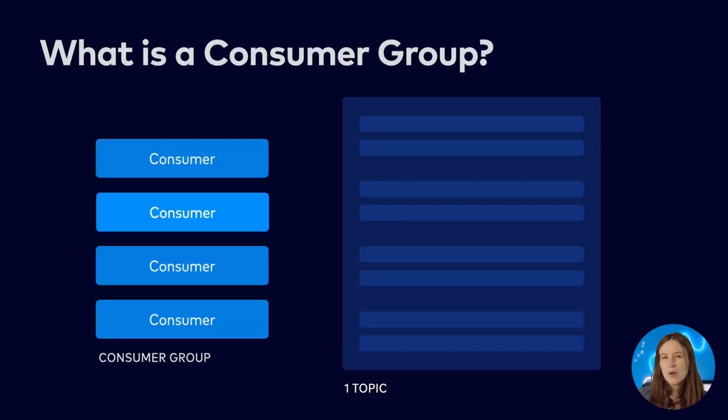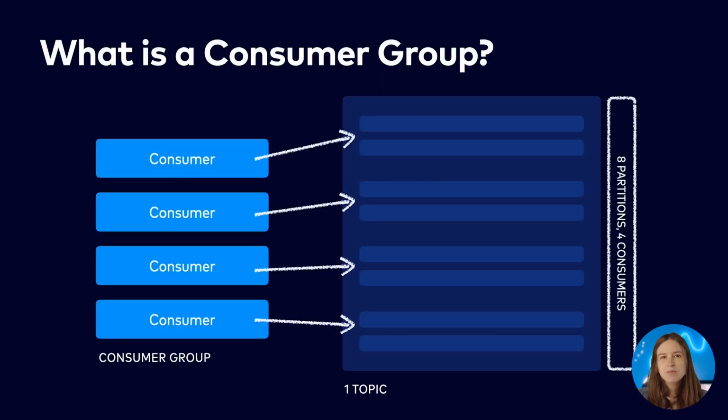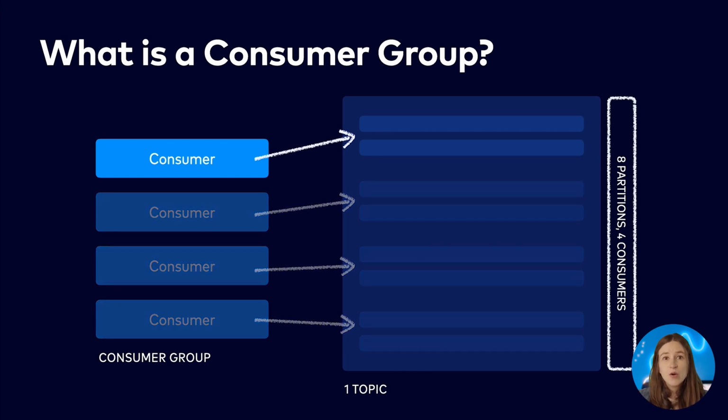A given consumer in the consumer group can read from multiple partitions, including multiple partitions housed in the same topic. Each partition can only be consumed by a single consumer in the group. Consumer groups play a key role in Kafka's compute layer, making it highly scalable.